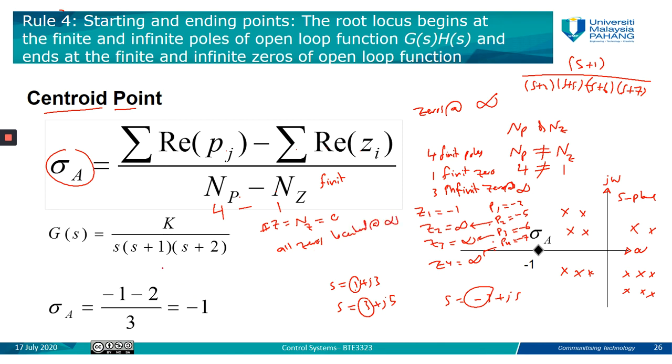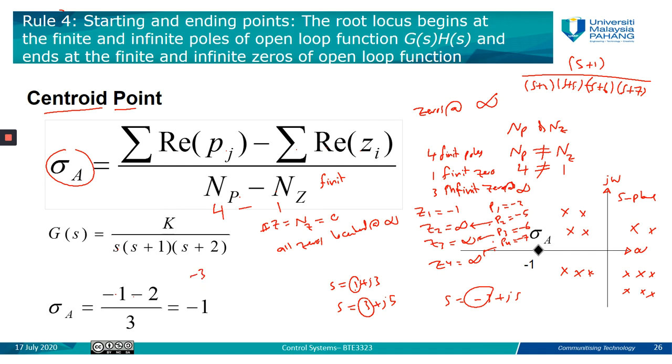Okay, but how many poles? We have 3 poles. So if we want to substitute in this equation, we need to find the real part of the poles. If the poles here are real, we just put them. The first pole is 0, the second pole is -1, the third pole is -2. So -1 plus 0 is -1, plus -2, it will be -3.